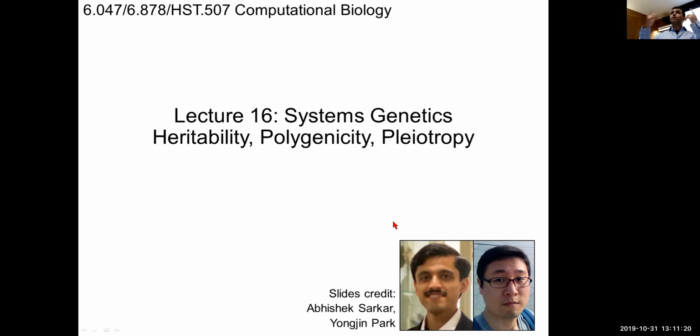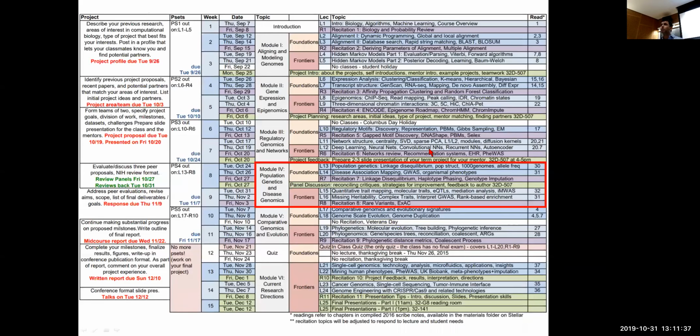Today, we're flipping that on its side, and we're basically saying, let's instead study genetic associations with disease at the whole systems level. And that's where questions of heritability, polygenicity, pleiotropy, and so on come in, okay? So this is the end of the module on genetics. So basically this is population genetics and disease genomics.